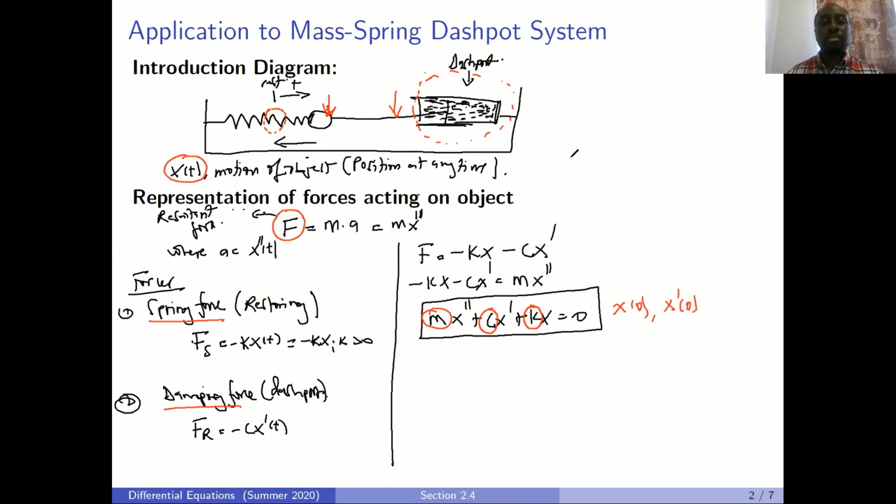All right, so next we're going to look at the two cases of interest to us at this moment. In case 1, we are going to assume that there is no dashpot, which means that c is 0, and that will give us what is called an undamped system. And in case 2, we're going to assume that c is some positive number, and that will give us a damped system.